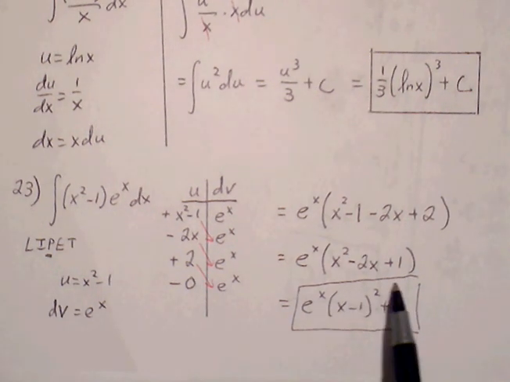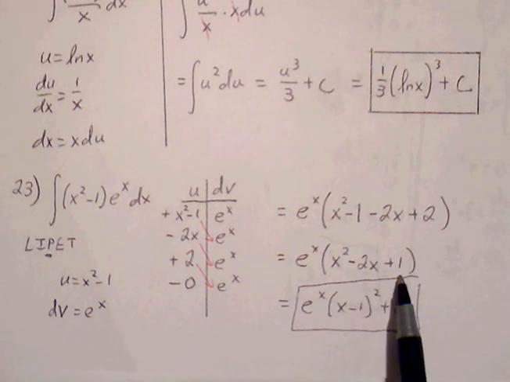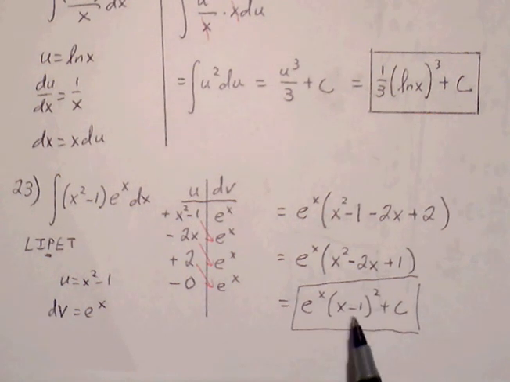And we can actually combine these like terms and eventually factor out to be x minus 1 quantity squared.